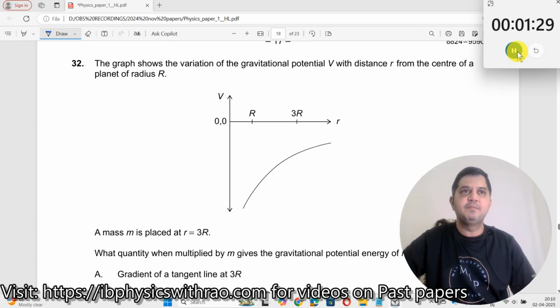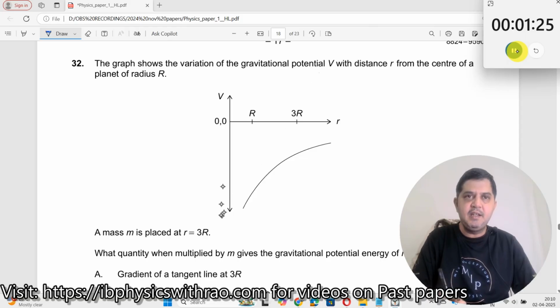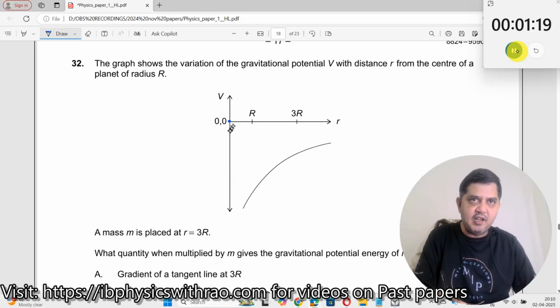Question number 32. The graph shows the variation of the gravitational potential V with distance r from the center of a planet of radius r. The center of the planet, okay. A mass m is placed at r equal to 3r. You are placing a mass m out here, which means what?